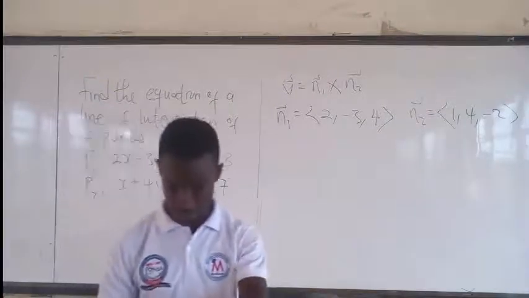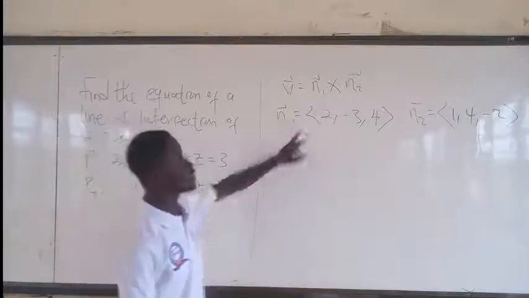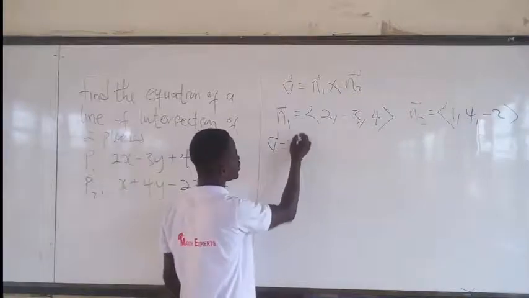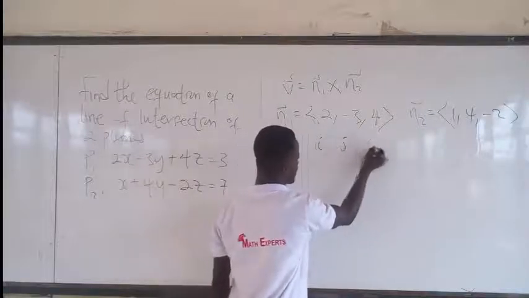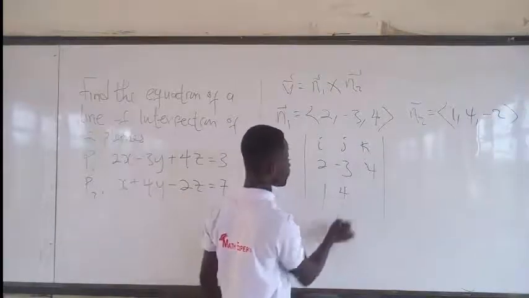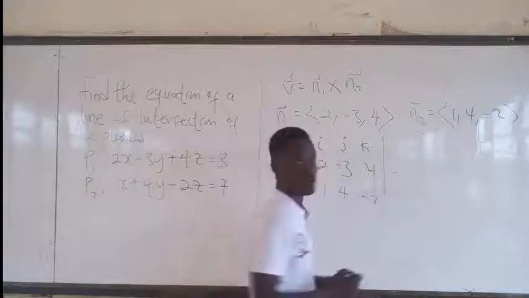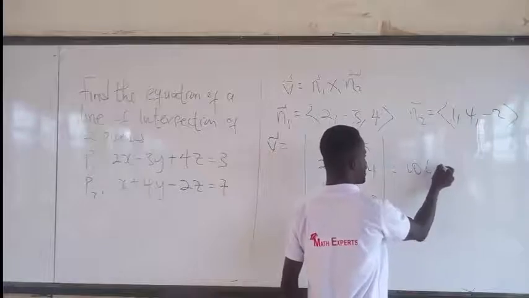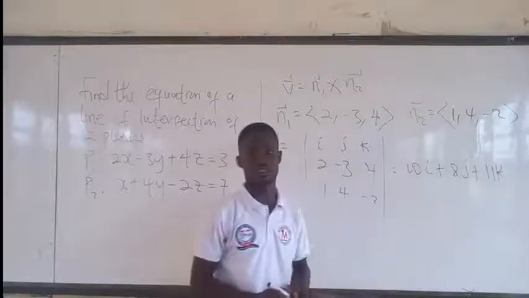So when you get it, okay, let's continue. When you get it, then we find a cross product between the two. So we are going to get V to be equal to N1 cross N2. So I, J, K. Then we have 2, -3, 4. Then we have 1, 4, and -2. How are you going to see that? Alright. So when you find a cross product of these, you are going to get 10I plus 8J plus 11K. Alright. Make sure you do it.